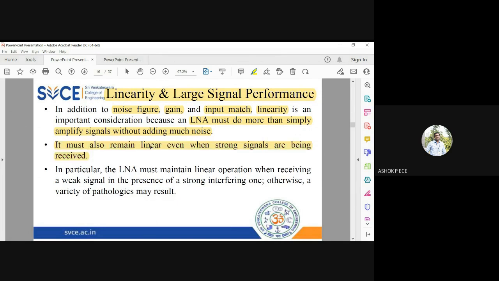Whenever strong signals are received, the amplifier should work in a linear way. Whenever weak signals are received, the amplifier should have some intelligence to identify that as a signal, and it has to amplify that perfectly. So when the LNA is operating in a live environment, it should maintain its linearity.